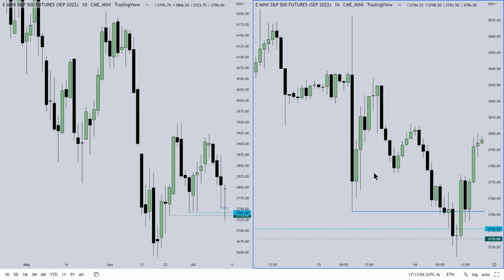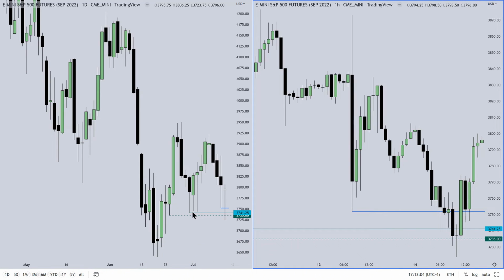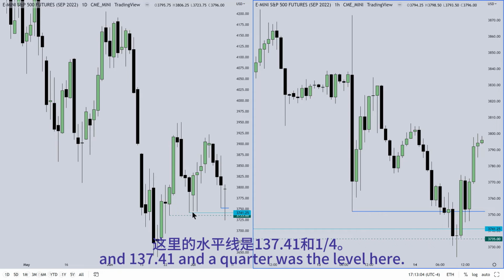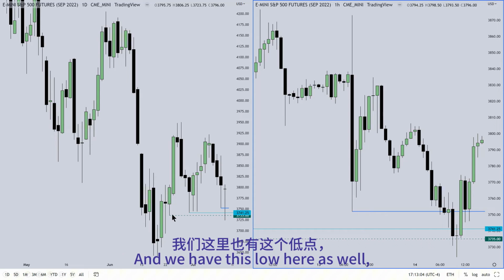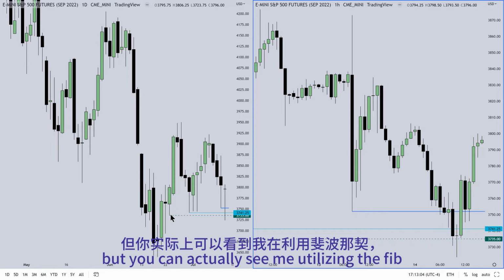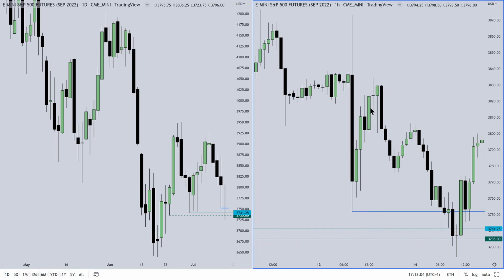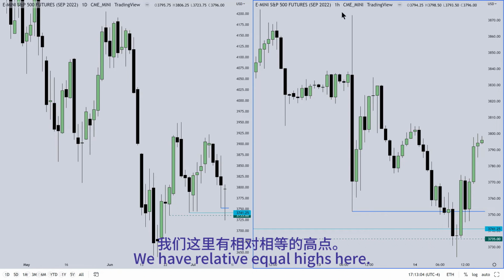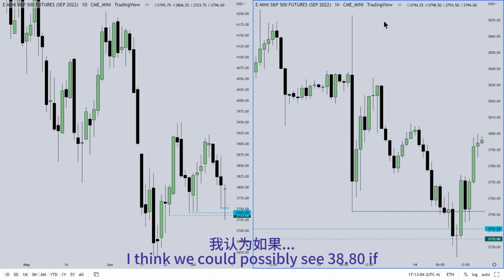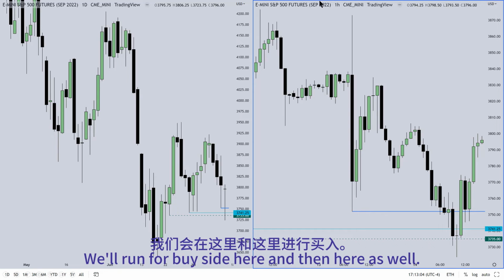E-mini S&P, I mentioned on Twitter this morning we'd likely draw into these lows here, and 37.41 was the level here. Then we have this low here as well, which I kind of kept to myself, but you can actually see me utilizing the fib in the recording I posted on Twitter. We have relative equal highs here. I think we could possibly see 38.80 if we continuously rally up. Watch this imbalance in here. If we drop down into that and start to spring higher, we'll run for buy side here and then here as well.